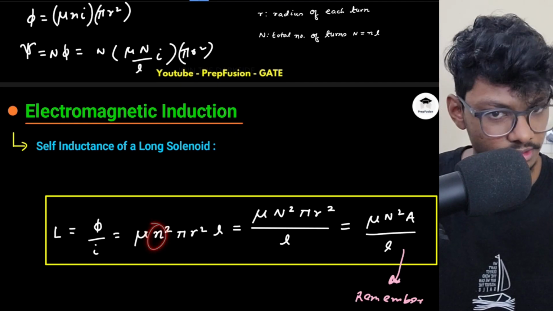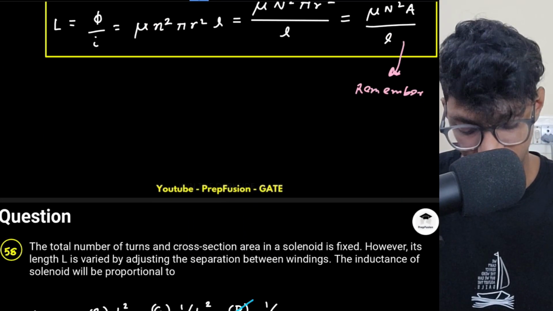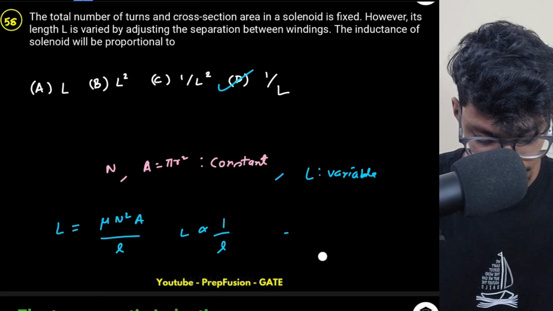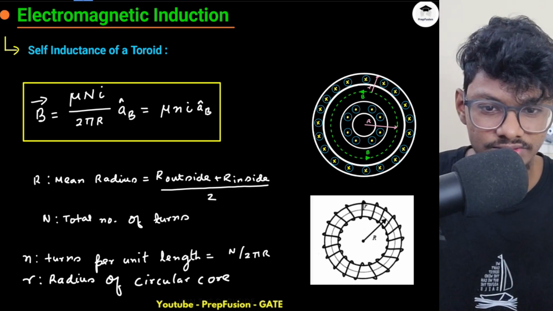So n actually is a variable here. So that's why I will recommend you remember this formula, and through this formula you can derive all the other formulas. Okay, so just don't get confused with that. I'll delete this. Okay, so let us derive for a toroid as well.